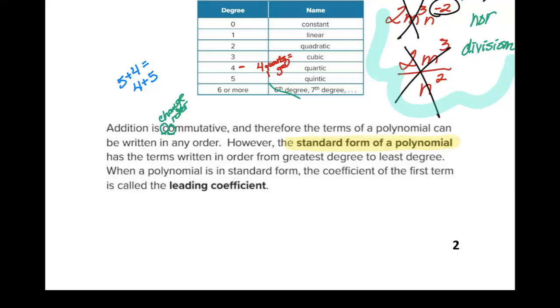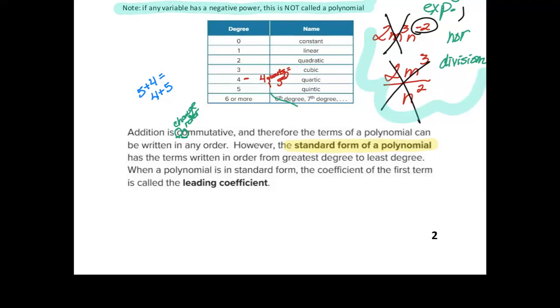We've had the word standard form before when we were talking about what? Do you remember? Well, I guess it was ax plus by equals c. Yeah, that is standard form. However, they are slightly different. Okay?